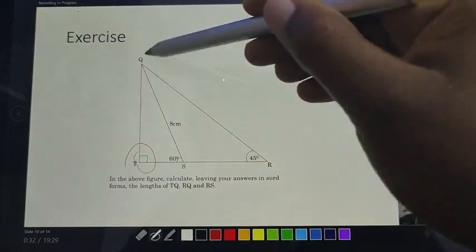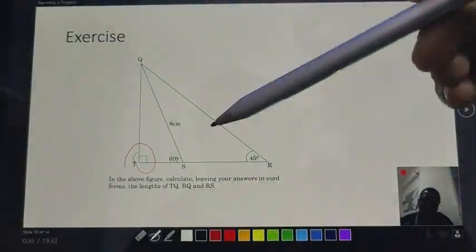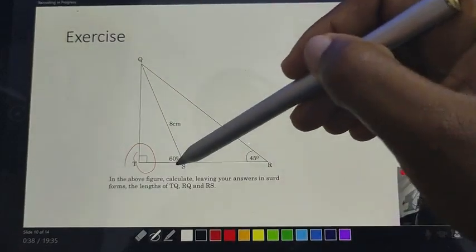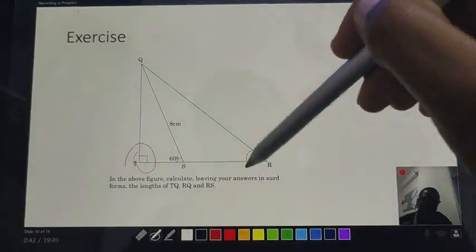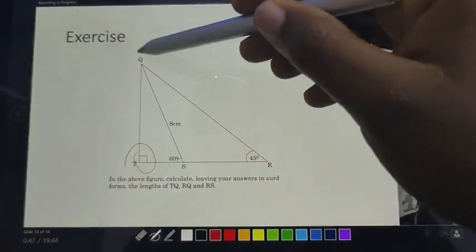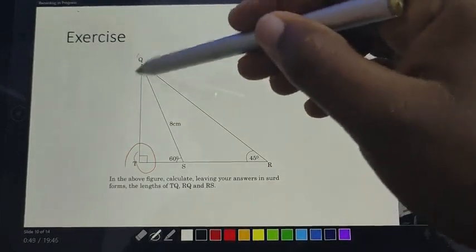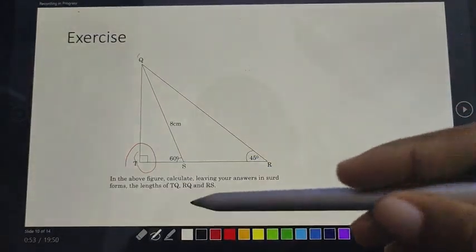We have TQS, and we also have TQR. TQS has an angle of 60 degrees. TQR has an angle of 45 degrees. All these triangles have a common opposite, which is TQ. All right, so let's look at what they want us to find out.